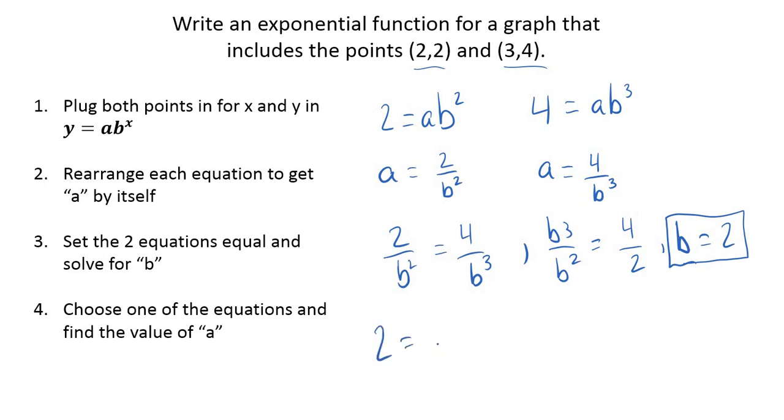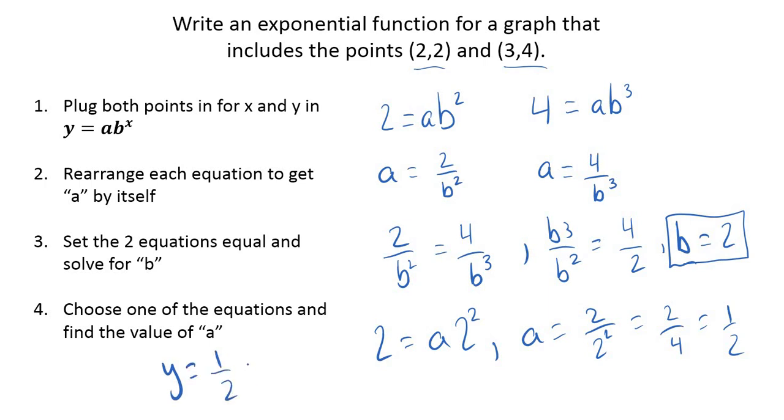So let's go to this first equation. 2 equals a times 2 squared. And now let's just rearrange that. Let's get a all by itself. So a equals 2 over 2 squared. Of course, that's 2 over 4, which is 1/2. So now we know what a is. Let's just write our final equation. So y equals 1/2 times 2 to the x, and we have our model.